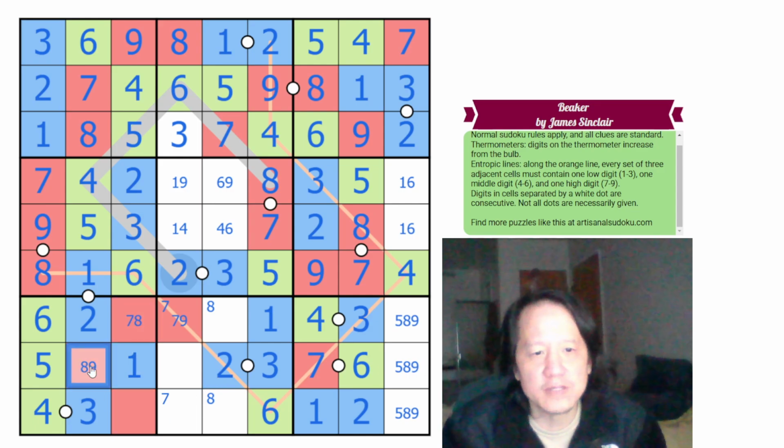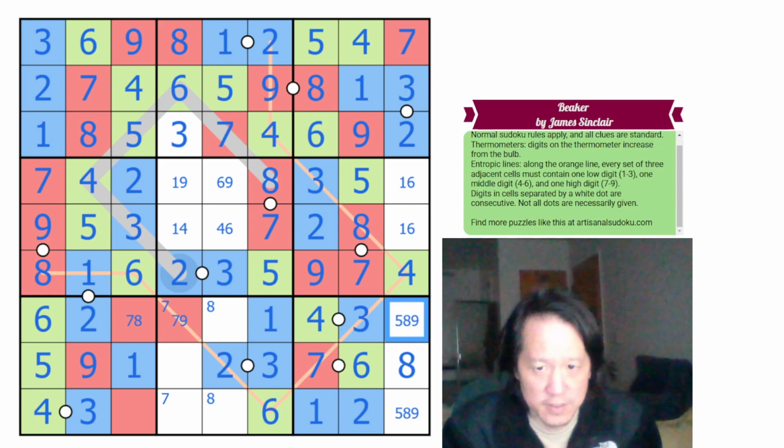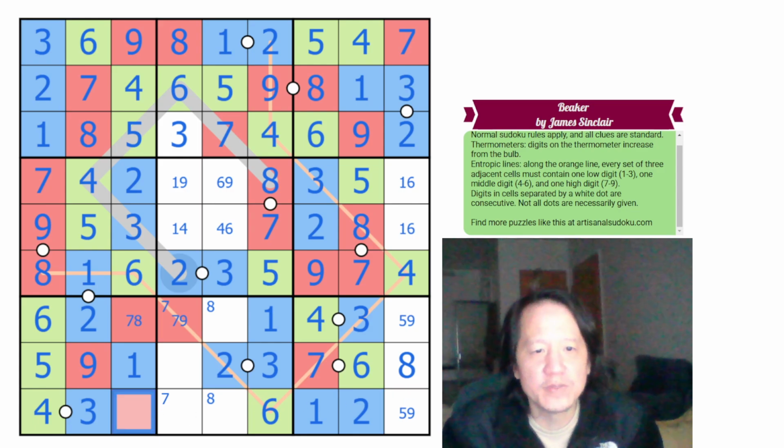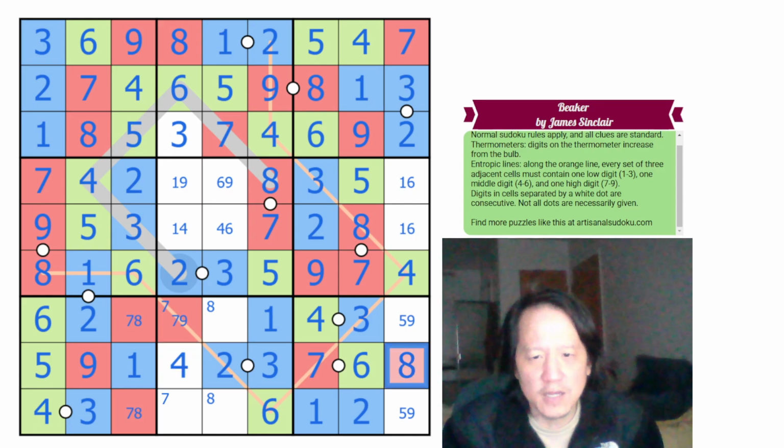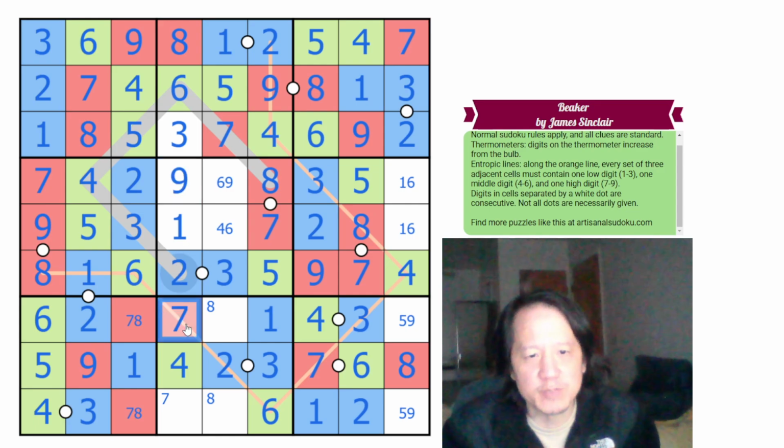This can't be 8, therefore this is 9. This cannot be 5 or 9, so this must be 8. This can't be 8 anymore. This can't be 8 anymore. This has to be 7 or 8. The remaining cell here has to be a 4. So then this is a high. This is a middle, which makes this a 1, which makes that a 9, which makes that 7. Therefore, this is 6. This is 4.